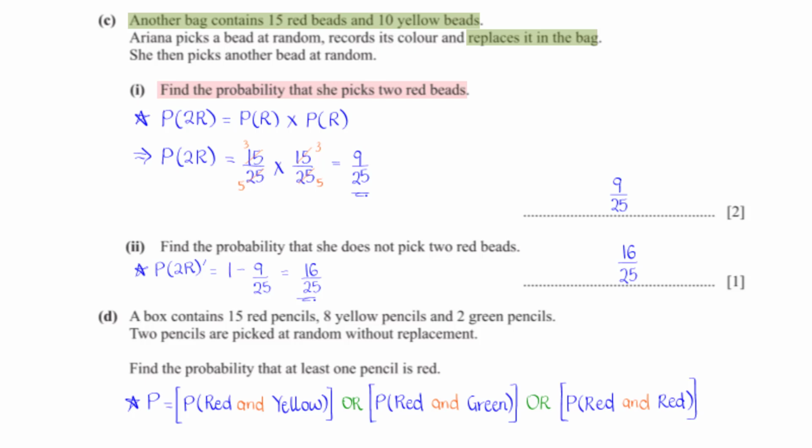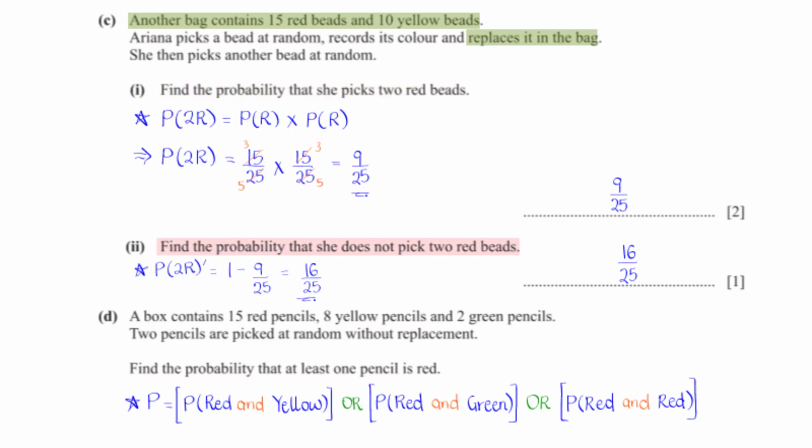For this probability, we have the probability that her first pick is a red bead and her second pick is also a red bead. The probability that the first bead she picks is red is equal to the total number of red beads, which is 15, divided by the total number of beads, which is 15 plus 10, and 15 plus 10 is 25. After picking her first bead, she replaces it in the bag, and so the probability that she's going to pick a red bead again is equal to 15 over 25. 15 over 25 times 15 over 25 gives us 9 over 25.